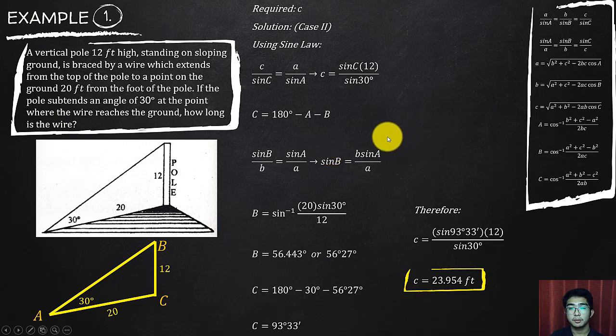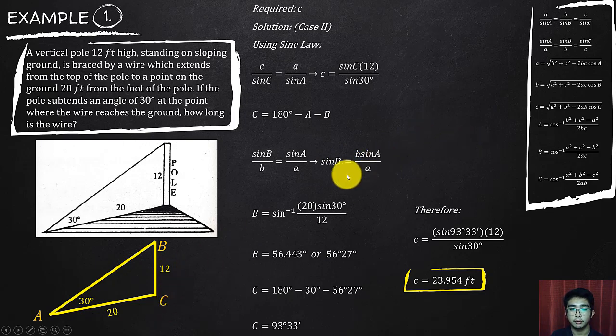I think we can also solve it using the law of sine, this time if we take the reciprocal. So here we use sine angle B over B is equal to sine angle A over A. Solving for sine B, cross multiplying, that is B sine angle A over A. Do we have side B? Yes, side B is 20. Do we have angle A? Yes, angle A is 30. Do we have side A? Yes, side A is 12.